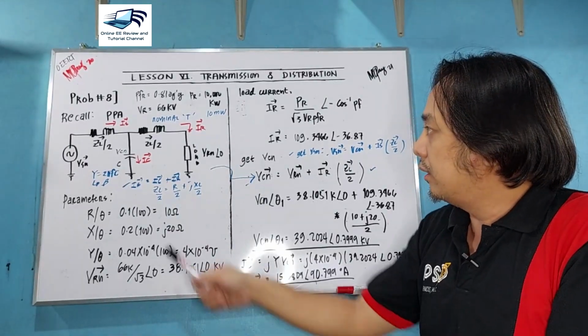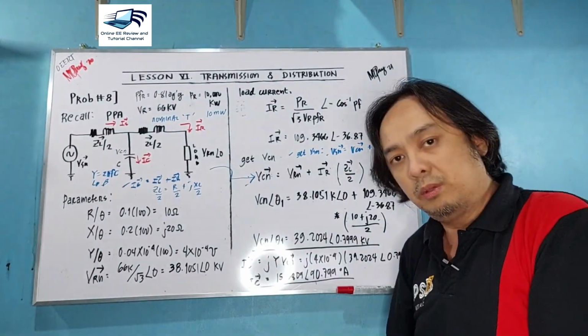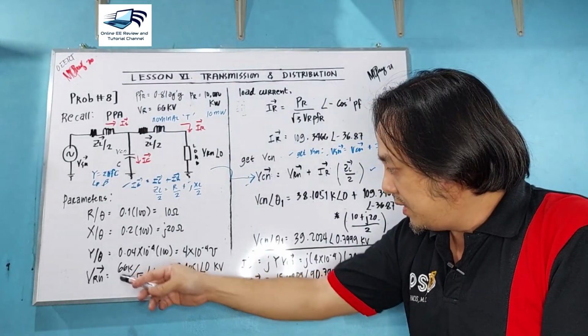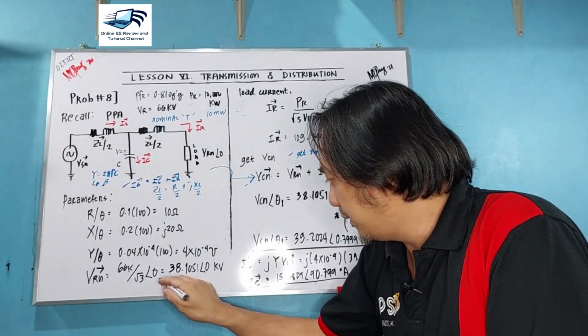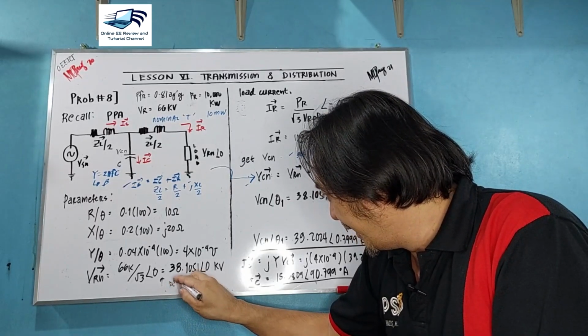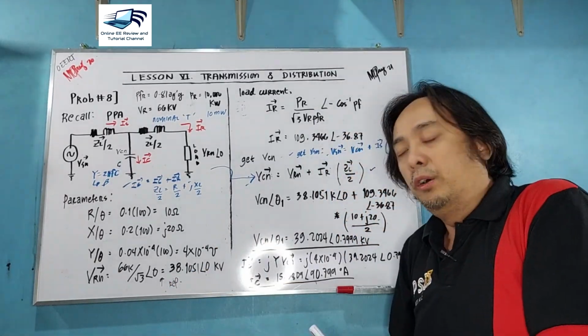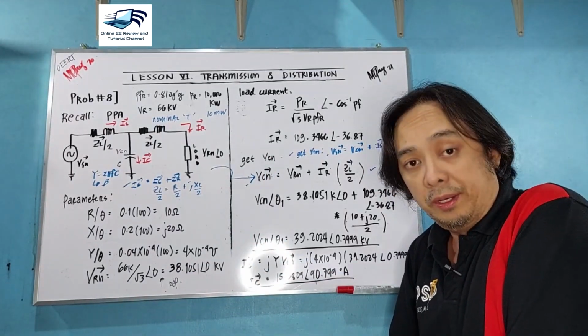We need to get the VRN here. Since the system is balanced, you need to divide it by square root of 3, definitely. So you have 66K all over square root of 3 angle 0, which is our reference. Reference or default is the receiving end voltage. So you have 38.1 kilovolt.